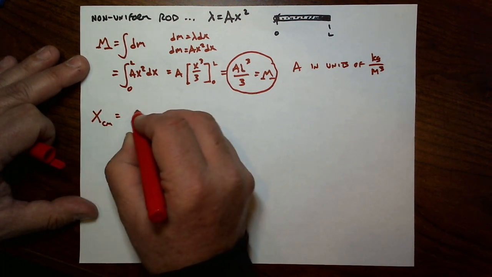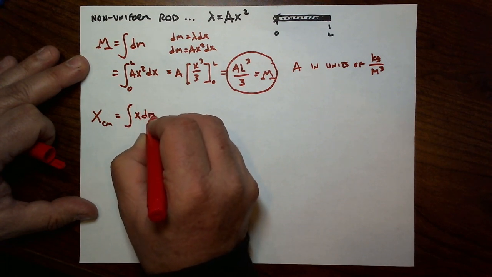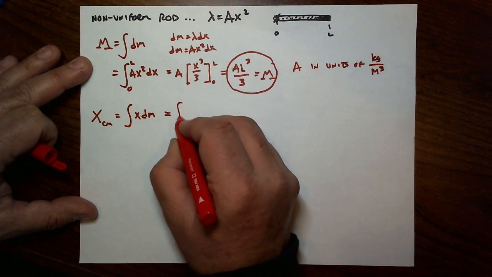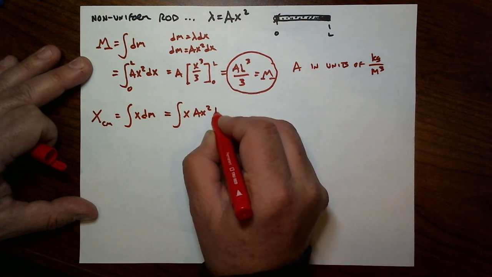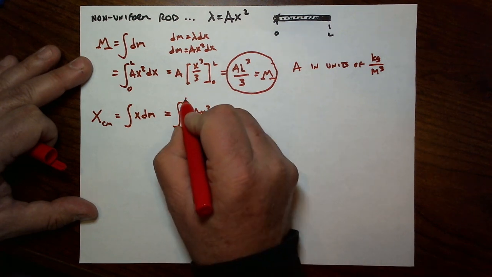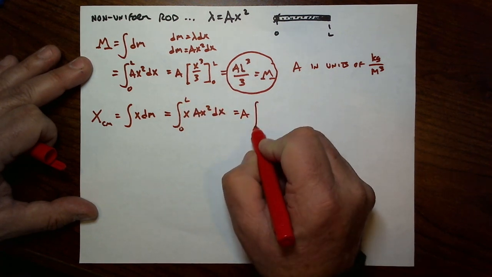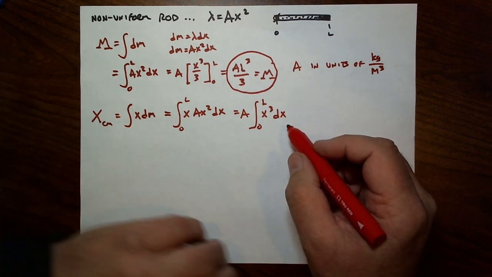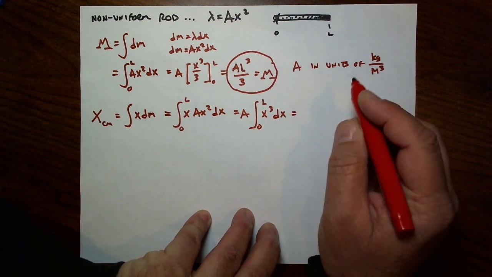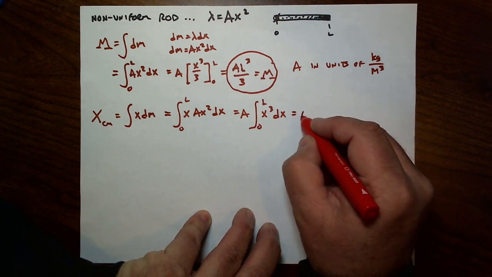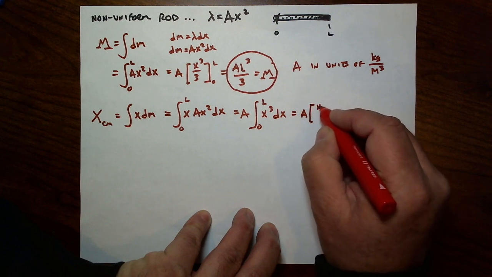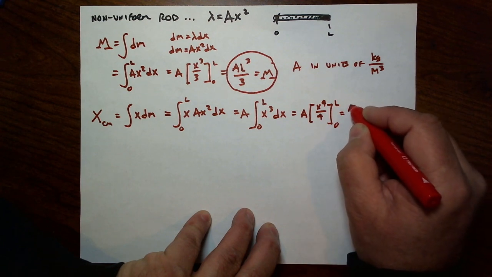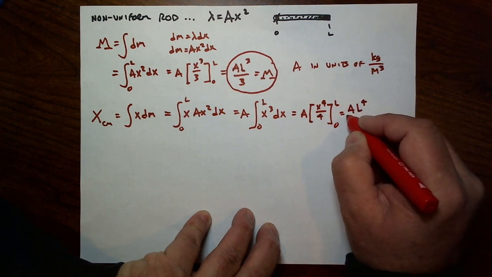The x center of mass was the integral of x dm, but we're going to replace dm with a x squared. So x times a x squared dx, and now the limits are 0 to L. So a comes out, we have x cubed dx. You can see why I chose a polynomial. The calculus is not that hard. The idea is you get this weird stuff. Okay, so that's going to be a times x to the 4th over 4, evaluated between L and 0.